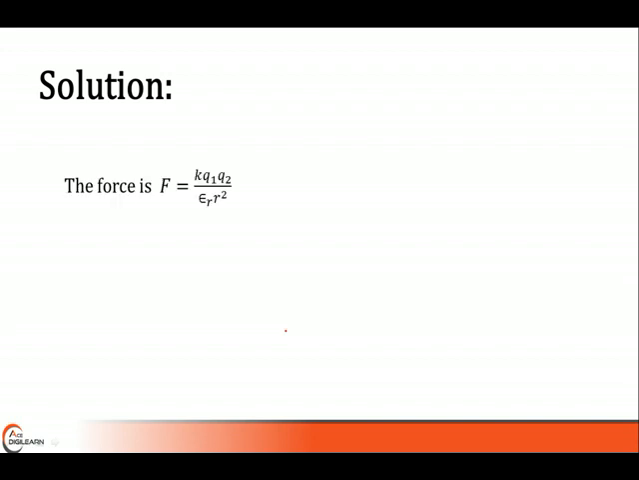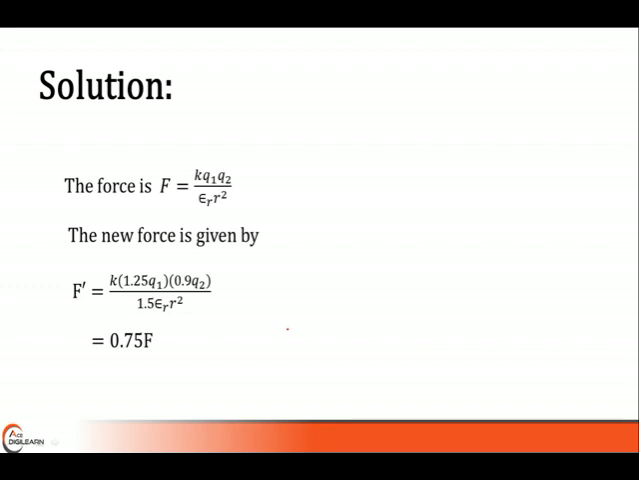Here's the solution. The force F is equal to k q1 q2 by epsilon r times r squared, and when the quantities are changed, the new force turns out to be k times 1.25 q1 and 0.9 q2 over 1.5 epsilon r. Solving, we get the new force to be 0.75 times the original force.